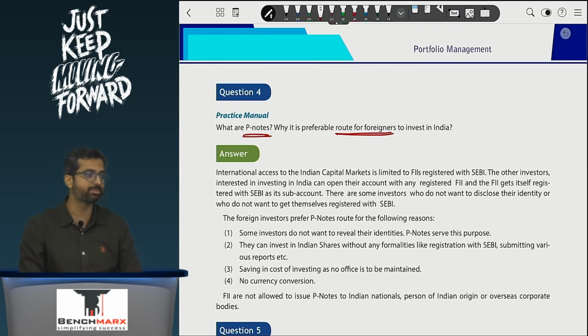So it is that big an instrument, and in those days there weren't so many SIPs, so our market ran entirely on FII money, and FIIs said that I can't continue if P notes are not continuing. So it's a very important instrument.